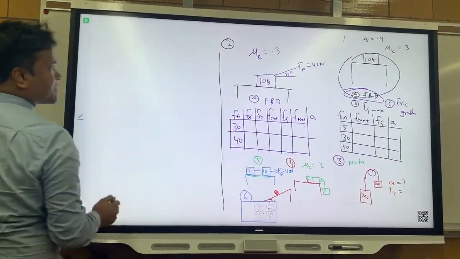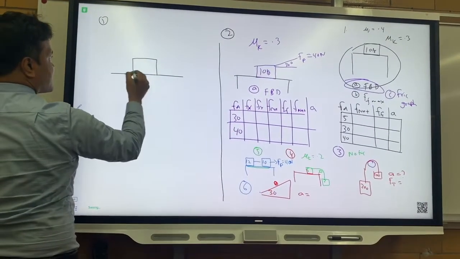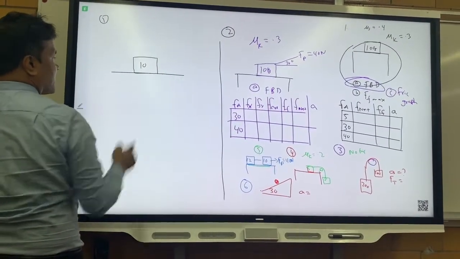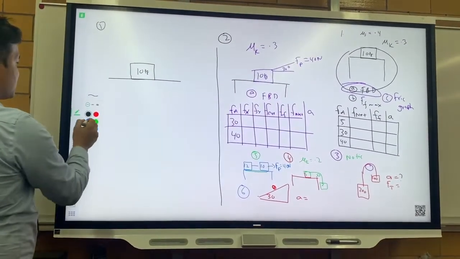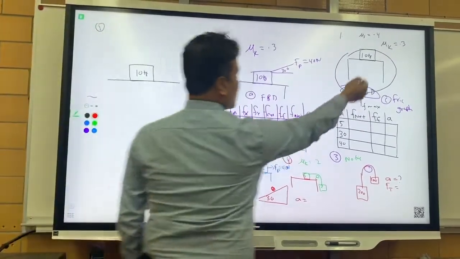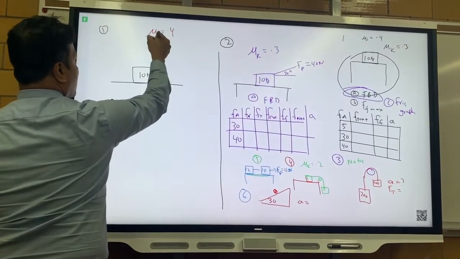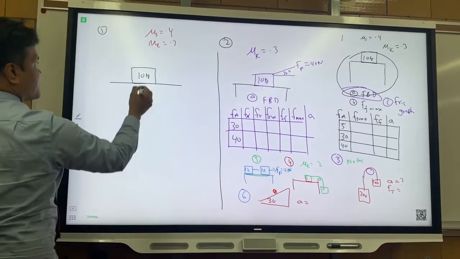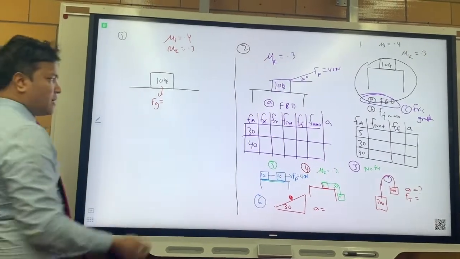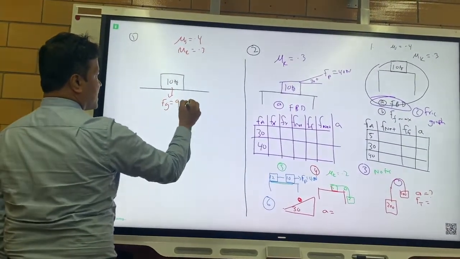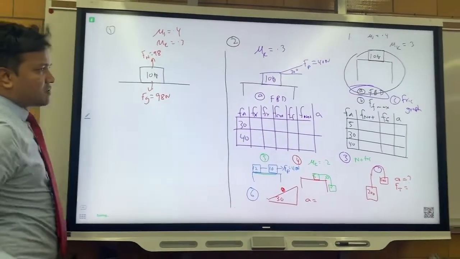Let's create this space. Okay, this is number 1, folks, and this is 10 kilogram. We are doing number 1. Mu s is 0.4. Mu k is 0.3. Now first we're going to find Fg. What is Fg? Fg is 98. I want you to tell me, as I need the information. 98, okay?